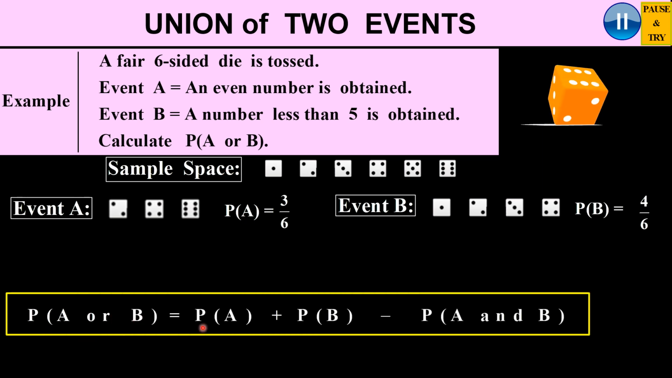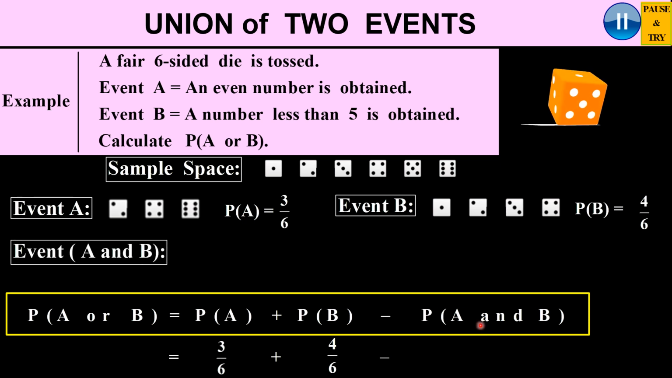Probability of A or B is the probability of A plus the probability of B. Subtract from it the probability of A and B. Now let's substitute into the formula. Probability of A, what would that be? That's correct. We have it as 3 over 6. Probability of B, we have it, and that is 4 over 6. Subtract the probability of A and B.